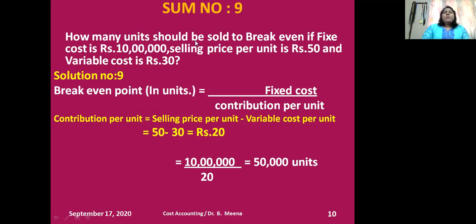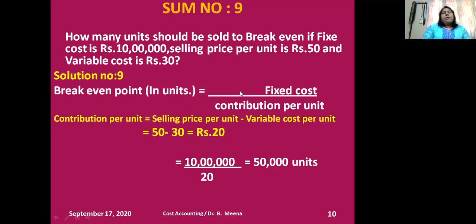How many units should be sold to break even if fixed cost is rupees 10 lakhs, selling price per unit is rupees 50 and variable cost is rupees 30? So again, we are going to calculate the value in units. How many units should be sold to break even? Break even means we need to calculate the break-even point, but in rupees or in units? We need to check the problem. How many units? So they are asking break-even point in units.